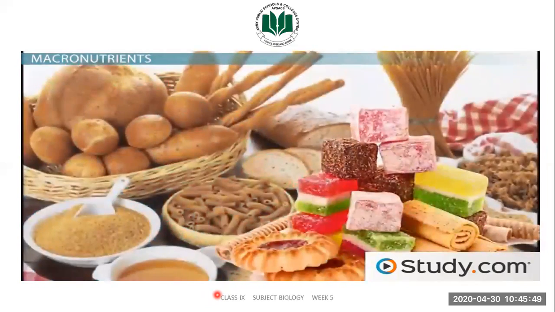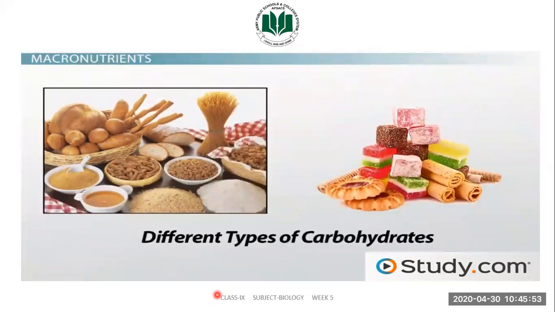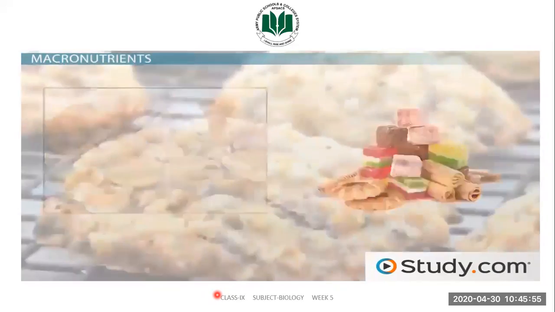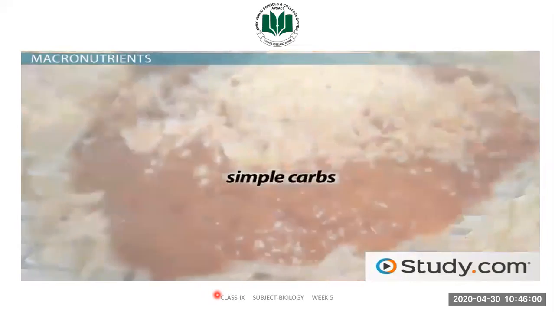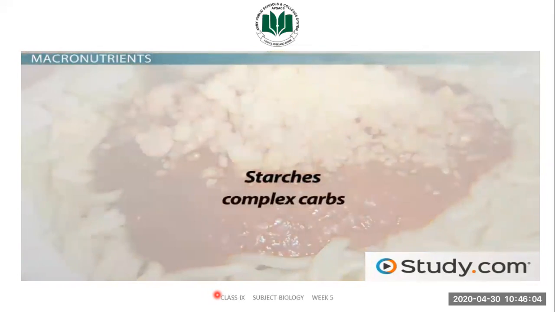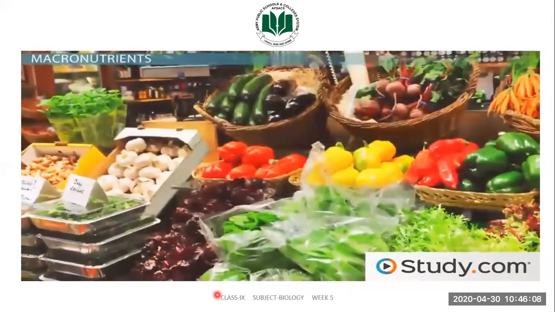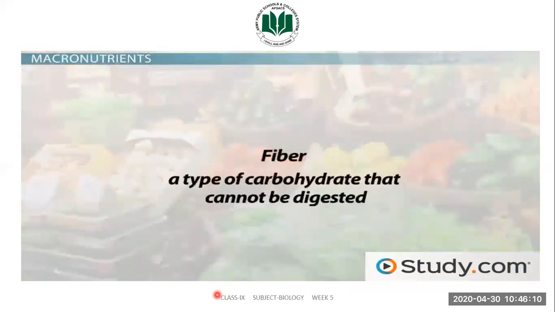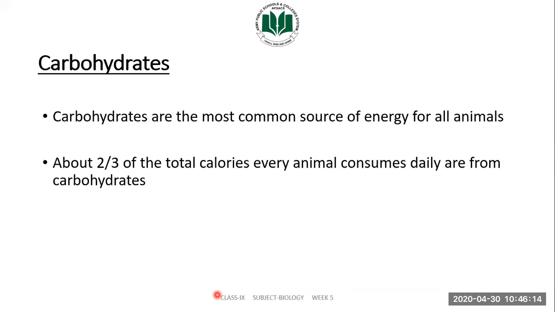All carbohydrates come from food, but different foods contain different types of carbohydrates. For example, when you eat a cookie, you're consuming mostly sugars or simple carbs, whereas your spaghetti dinner contains a lot of starches, which are complex carbs made up of many sugars. Eat fruits and veggies, and you will take in fiber, a type of carbohydrate that cannot be digested. So that was the intro of human nutrition.